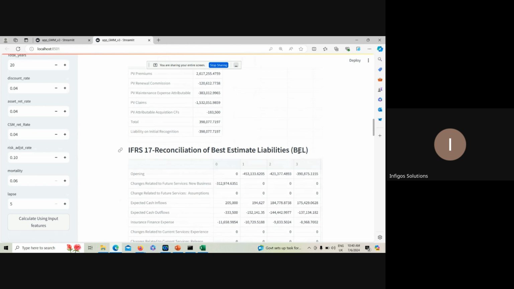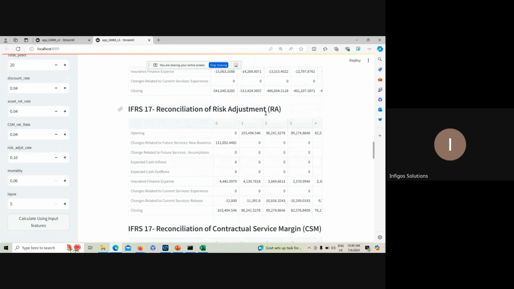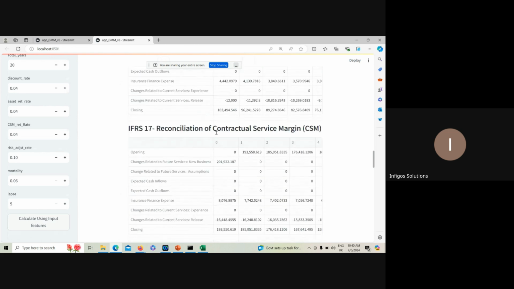Then we have the BEL here, which I was telling you about. This is the BEL according to IFRS 4. And this is the reconciliation of risk adjustment, which is part of only IFRS 17. Risk adjustment is more like a bonus for carrying the risk. Then we have CSM, which is like a profit that you hold until service is provided. This is the amount of profit you have, which you will release every year as the service is provided.